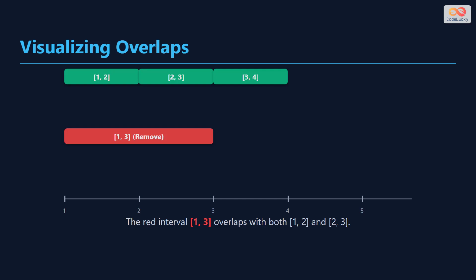Let's look at this visually. Here we have intervals on a timeline. The interval 1 to 2 and 2 to 3 don't overlap. However, the interval 1 to 3, shown in red, overlaps with both of them. To fix this, we need to remove the red interval. This is a simple example, but with many intervals, it gets tricky.